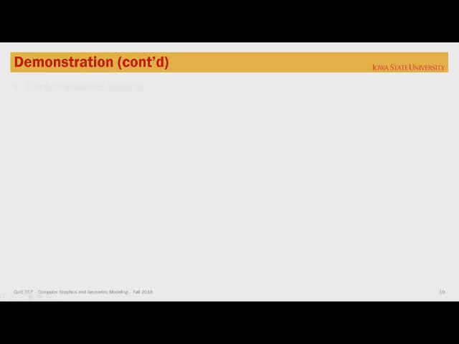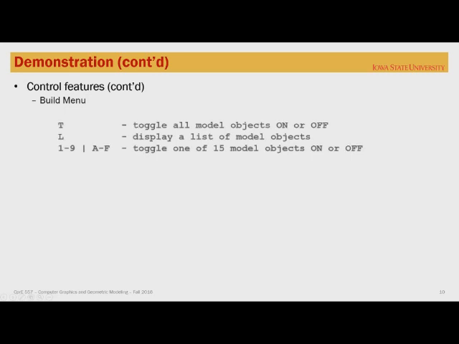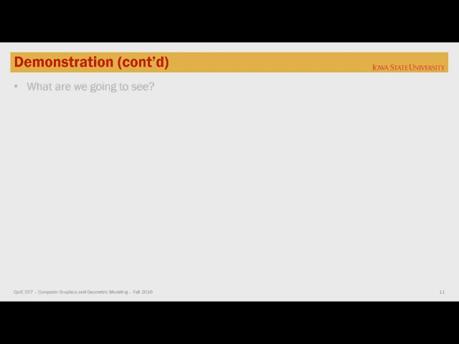The build menu allows you to construct Couver Hall in stages. You can toggle everything on or off. You can get a list of the object models, or you can toggle each of 15 objects on or off using 1 through 9 and A through F, so you can see different parts of the building as it gets constructed. So we're going to see that model construction of Couver Hall, some manual view control, spotlight with motion, and some manual color control.